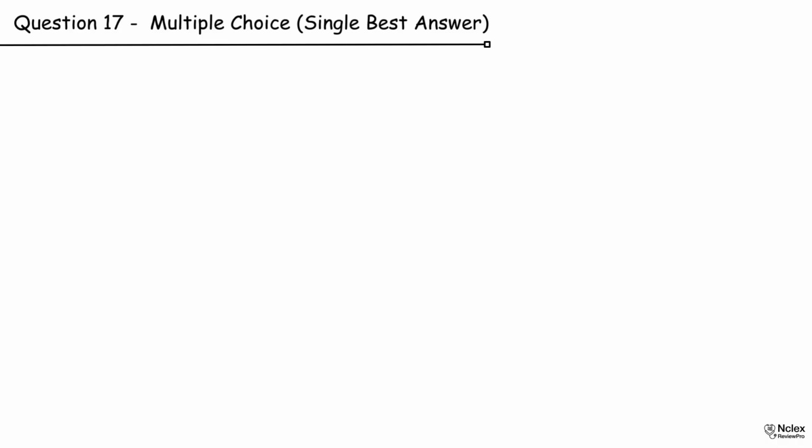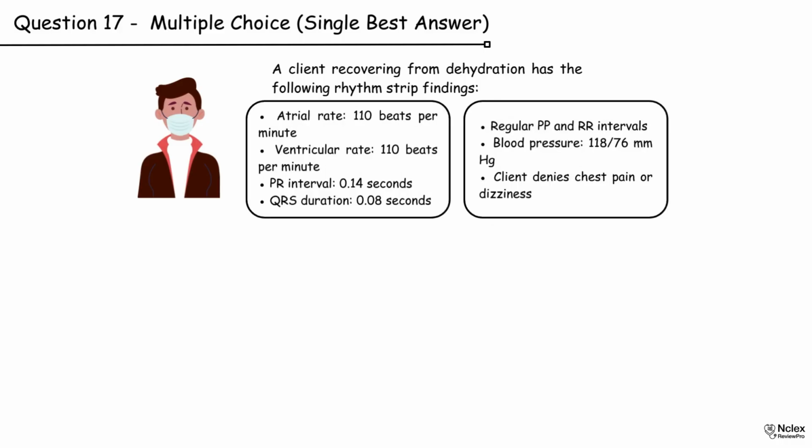Question 17. This is a higher-level rhythm interpretation question. A client recovering from dehydration has the following rhythm strip findings. Atrial rate 110 beats per minute. Ventricular rate 110 beats per minute. PR interval 0.14 seconds. QRS duration 0.08 seconds. Regular P to P and R to R intervals.